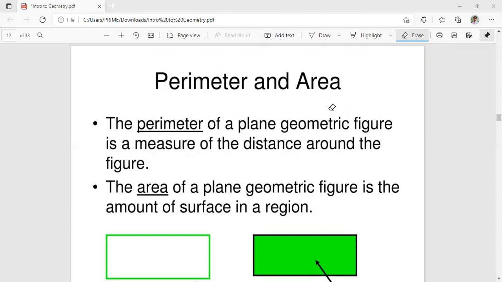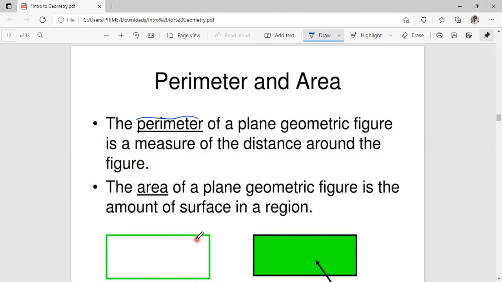Today we are going with the perimeter and area. So what is the perimeter? Perimeter of a plane geometric figure is a measure of the distance around the figure.